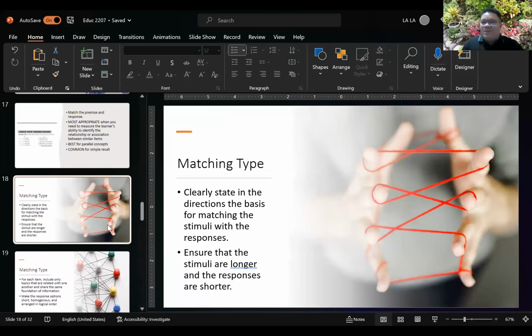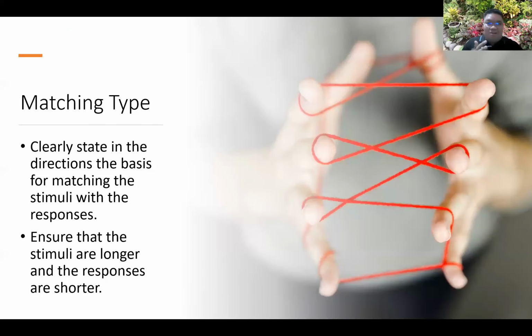That way, your students are already given the idea of what can be found in column A and column B. Or for example, you say, match the description of the words found in column A with the terms in column B. That way, your students will be able to say, okay, it's the description in column A, and the words are in column B. So you are guiding them on what they are matching. Or, match the name of the country in column A with the capital in column B. So you clearly state in the direction the basis for matching the stimuli with the responses.